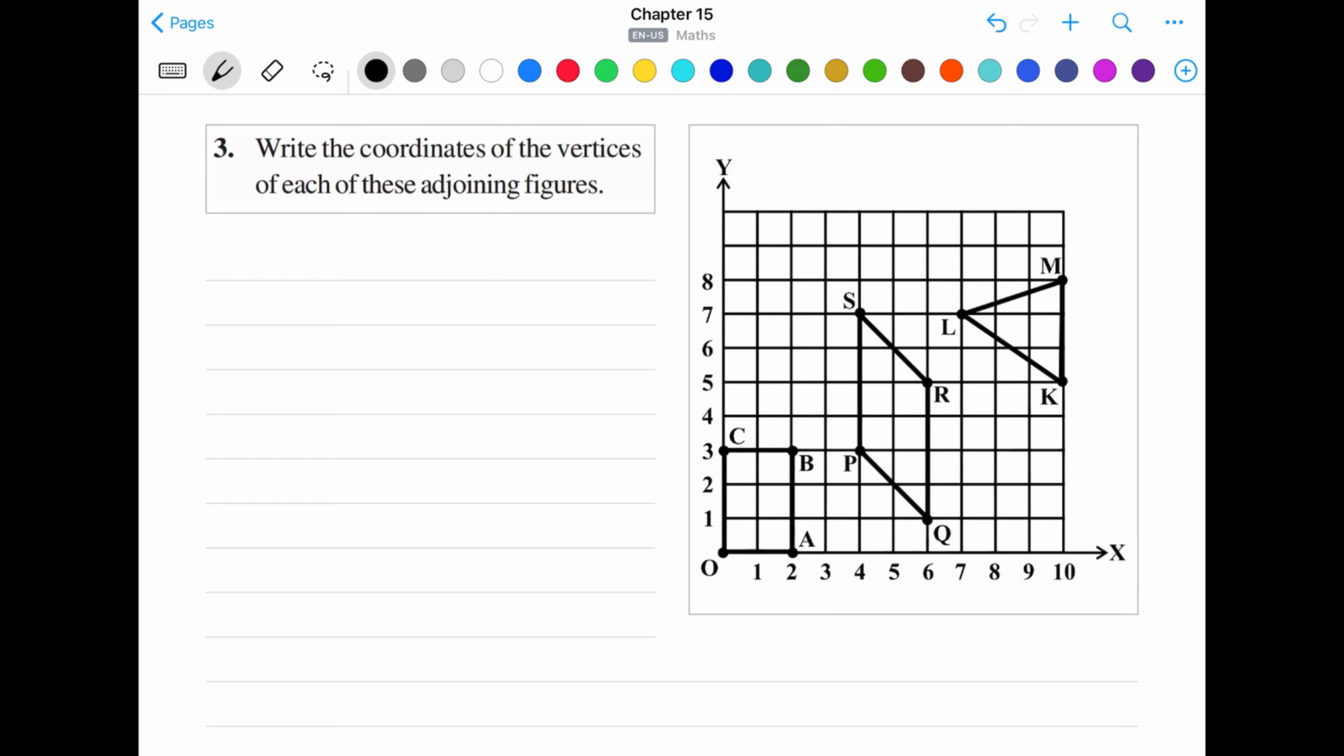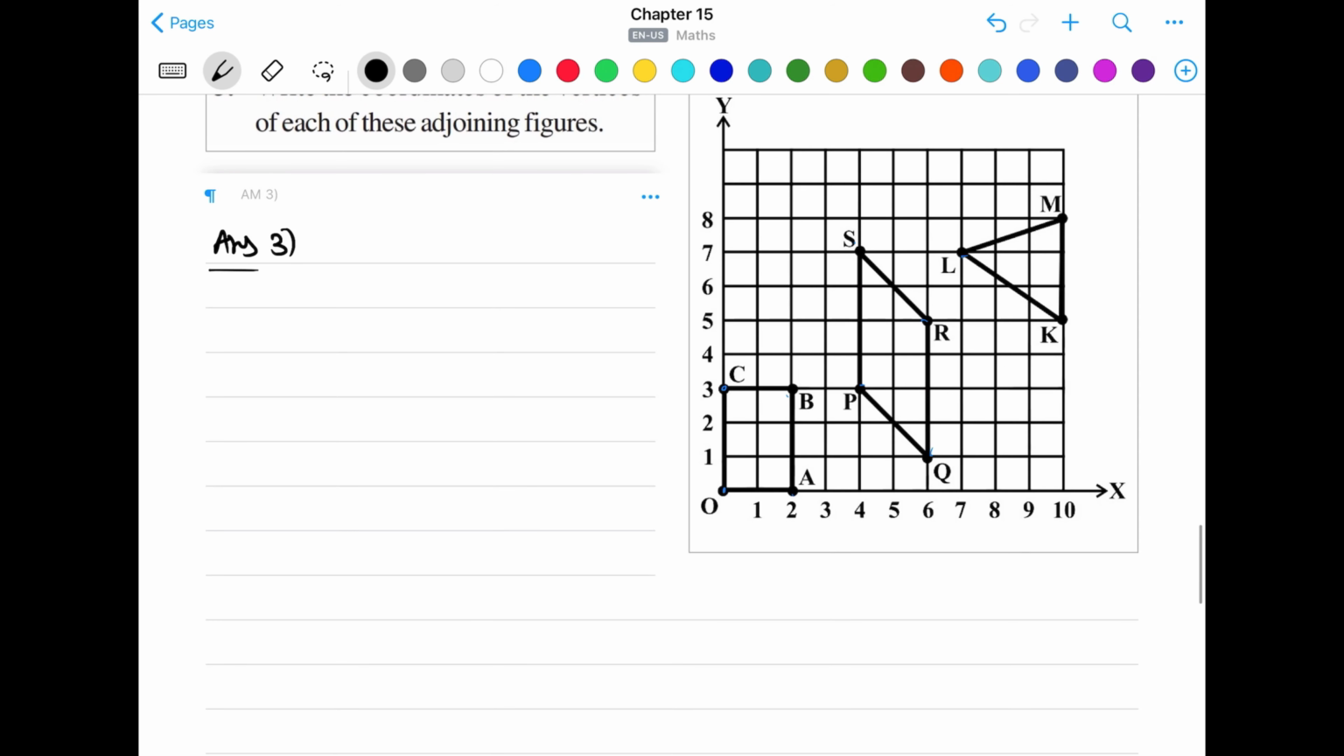We have to write the coordinates of the vertices of each of the adjoining figures. So we are given certain points: A, B, C, and this O. Then we have P, Q, R, and S. Similarly, K, L, and M. We have to write their coordinates. Okay, so let's start. Answer number 3.